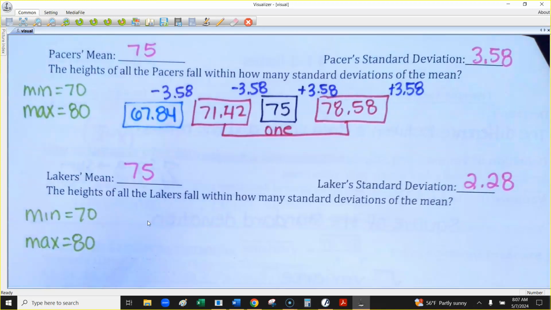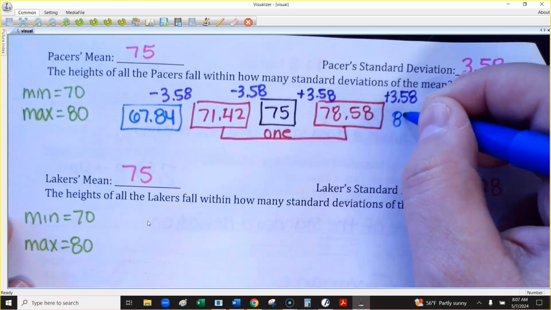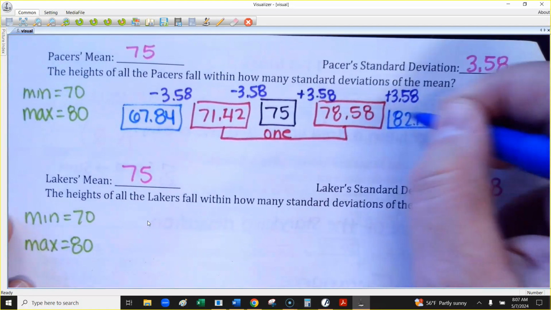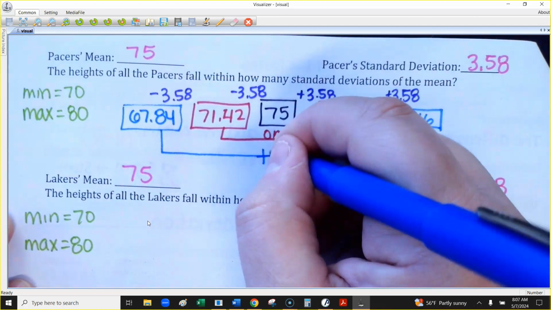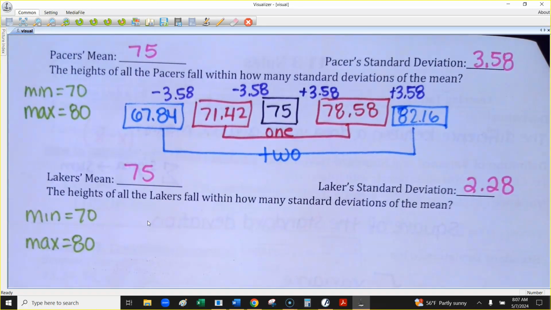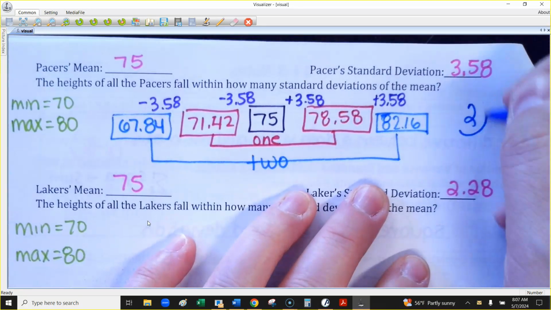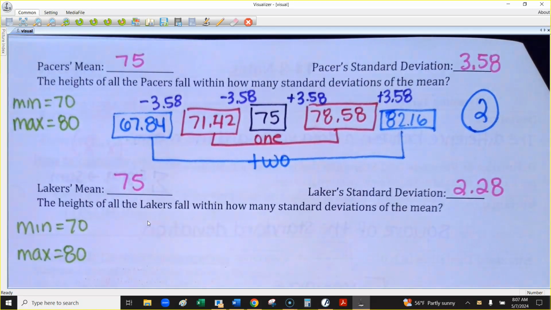Let me see if that's tall enough on the other end. So 78.58 plus 3.58. On this end, you would be at 82.16. My marker's dying. Once I've done that process, I'm within 2 standard deviations of the mean. So it says within how many standard deviations did I have to go to cover all the Pacers? The answer here would just be 2. And you don't have to draw that out or anything. It just helps me visually to look at it.